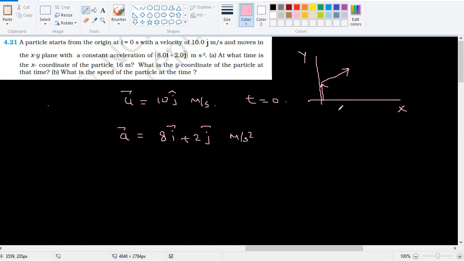Okay, very hard to imagine, because you may not have the basics for ijk. But basically, I'm saying that there is some initial velocity and there is some acceleration, and they're asking you to find at what time is the x coordinate of the particle 16 meters. So that means Sx is 16 meters. So that's the question. So basically, I'm supposed to find the displacement. So S is equal to ut plus half at square.